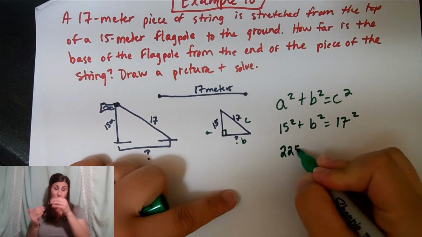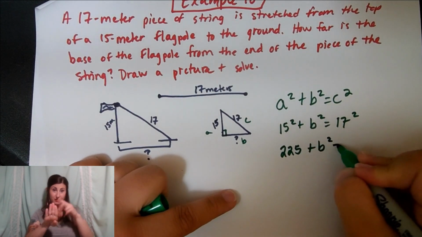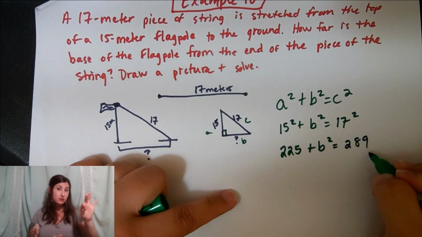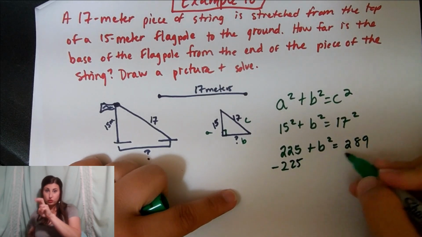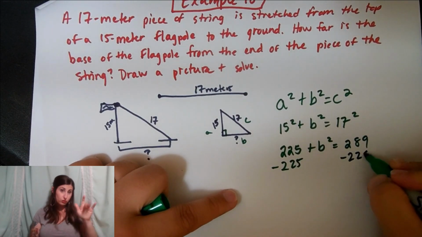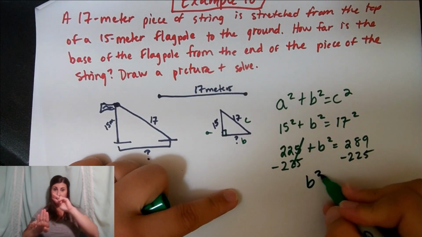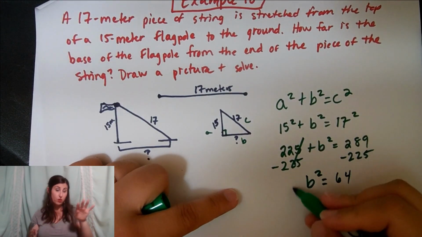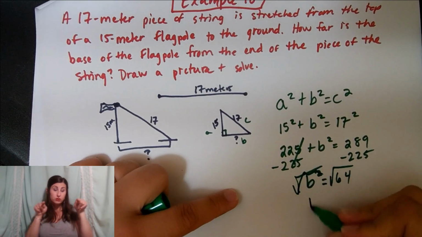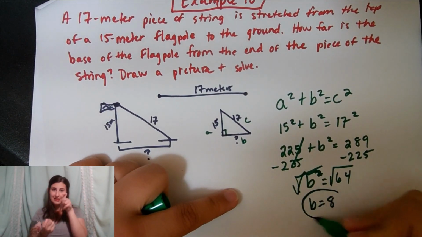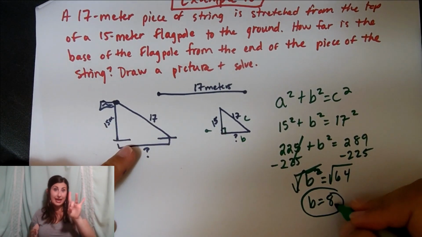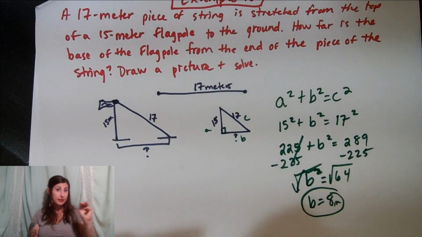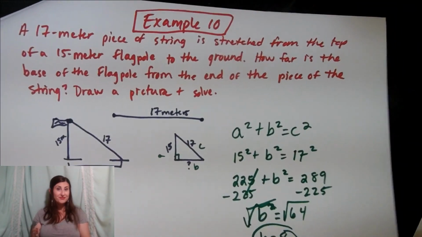15 squared is 225, plus b squared equals 289. Minus 225 on both sides. All right, b squared equals 64. Square root. B equals exactly 8. And this is a meter, so it'll be 8 meters.